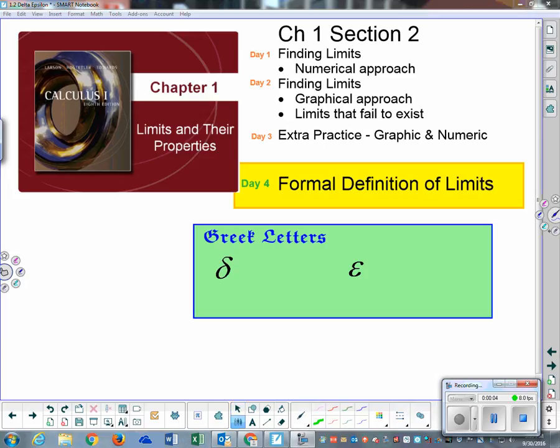We're working on section 2 of chapter 1, and this is our fourth day in this section. We're going to look at the formal definition of limits, being able to identify how close we can get to a limit, and what requirement we would have of our input, how close we'd have to get to C in order to guarantee a certain output. Two main characters used in this formal definition are delta, the lowercase Greek letter, and epsilon.